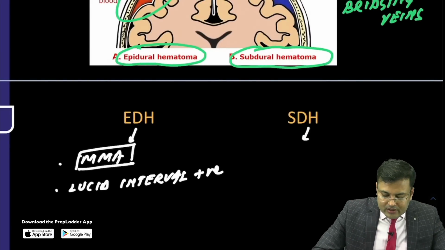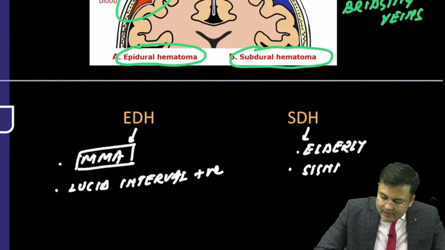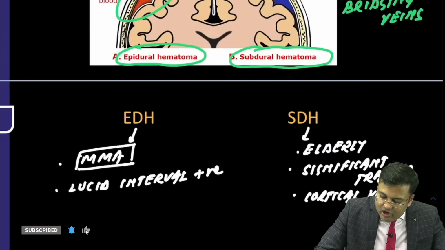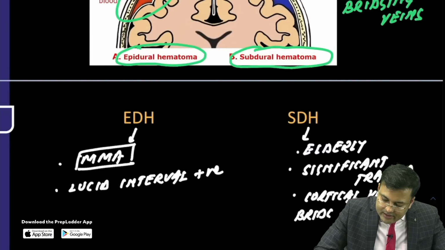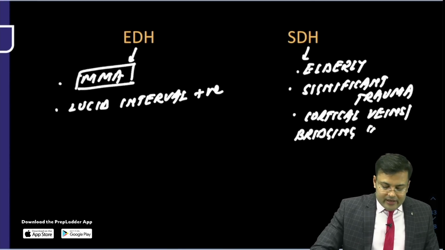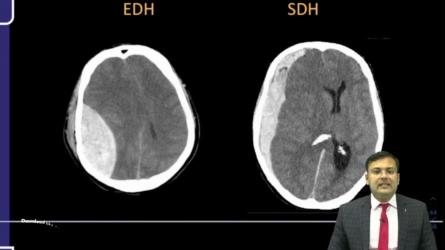SDH is seen in elderly after significant trauma, and it is caused by, this is the question, you have to remember guys, injury of cortical veins or bridging veins. It is caused by injury of cortical veins or bridging veins. In both of these, investigation of choice for diagnosis is NCCT.